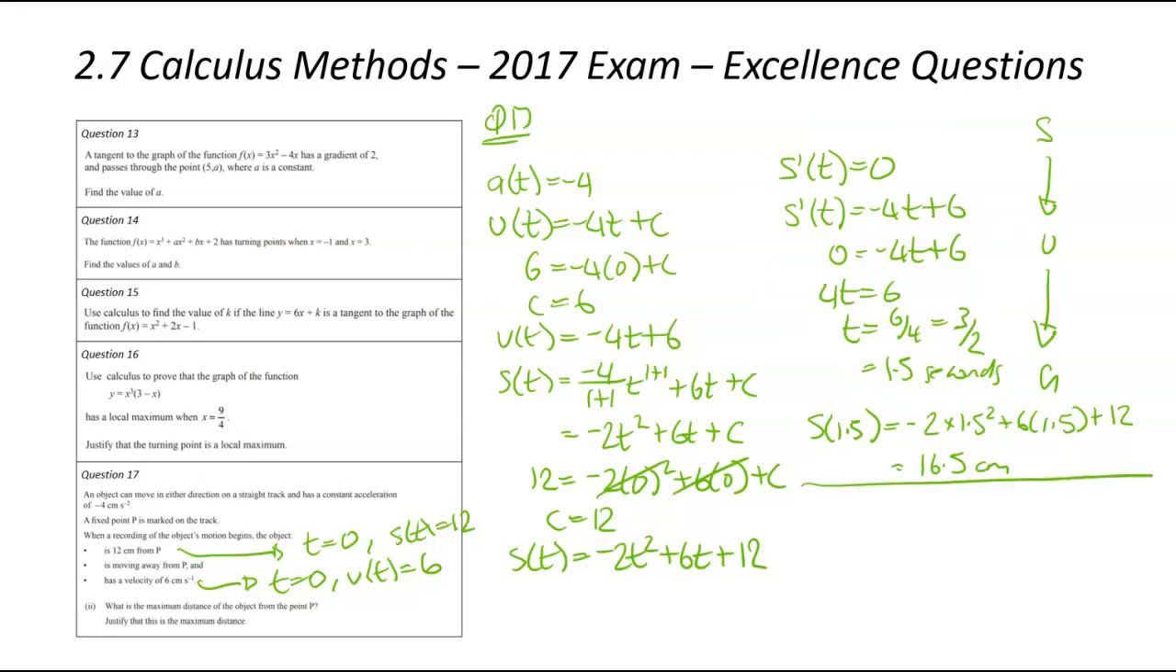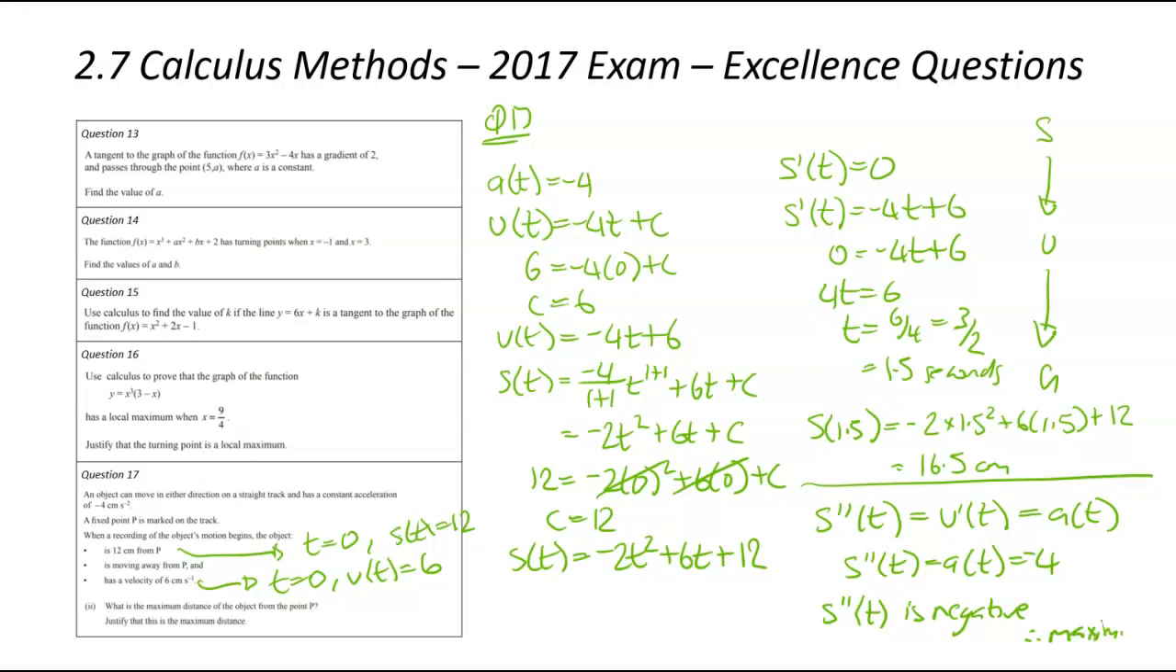For completeness, when justifying, you're probably going to want to second differentiate just to be sure. And we know s double dash t is going to be equal to the derivative of velocity, which is equal to acceleration. So because s double dash t is equal to the acceleration in relation to time, which is equal to -4, that tells us s double dash t is negative, which supports the idea that it is a maximum.